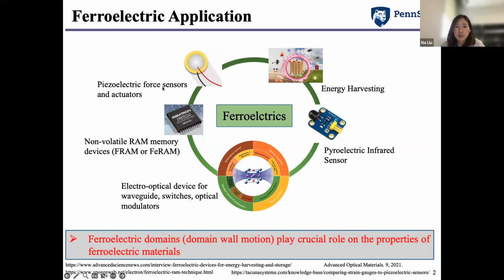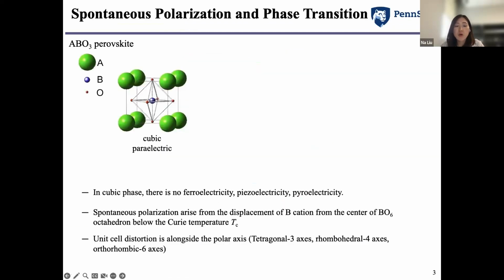All these ferroelectric properties are used in different applications. Ferroelectric domains and the domain wall motion play a very critical role in their properties. So how are these domains formed, and how do the domain walls move? Before introducing that, let's start with the origin of the ferroelectricity.